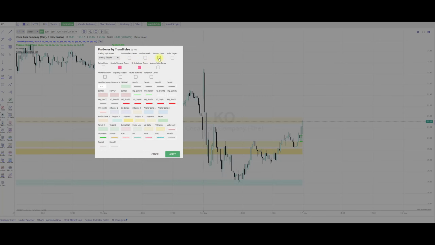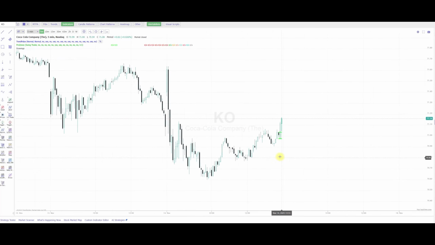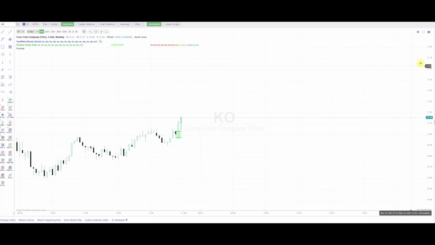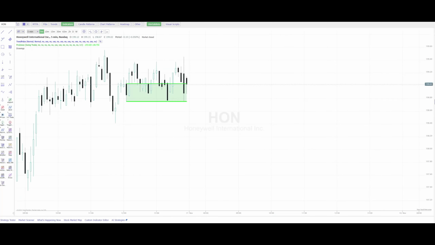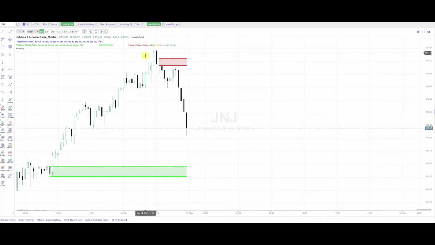Let's start with the foundation, supply and demand zones. These green and red shaded areas show where institutions accumulated or distributed positions. But here's where it gets powerful. Enable the HQ imbalance filter and you'll see bright lines appear on the highest quality zones. These zones formed with long wicks, gaps, volume spikes, or explosive moves, institutional signatures. Focus your trades on zones with bright lines and your win rate will skyrocket.